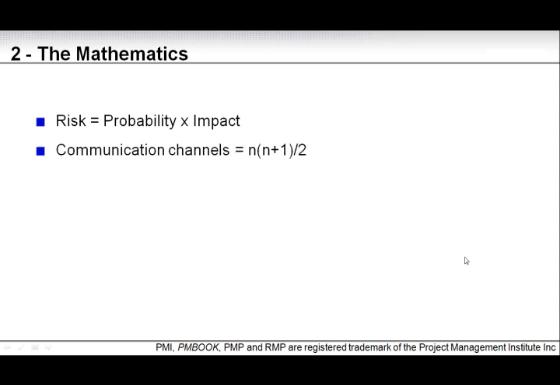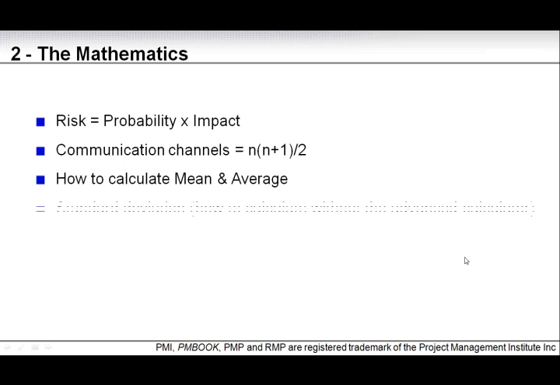You need to know how to calculate communication channels. And here you need to remember that this is n plus 1 and not minus 1 and so on. So we will give you some examples on this in the worksheet, but this is a calculation that you need to know. You also need to know how to calculate mean and average. It's basic math, but if you haven't been exposed to math recently, you might have forgotten, and you need to make sure that you know this and you don't get confused about the different terminologies, what is mean, what is average.